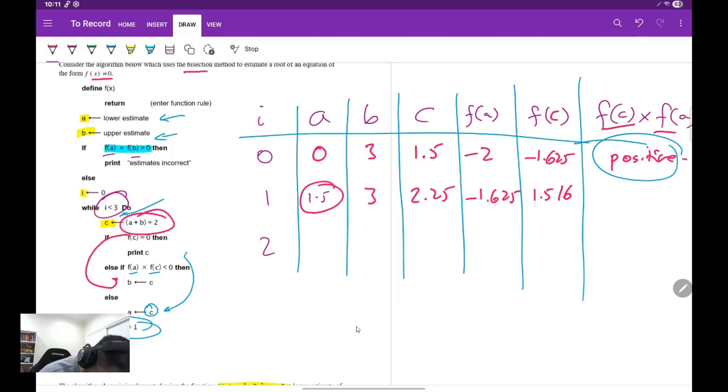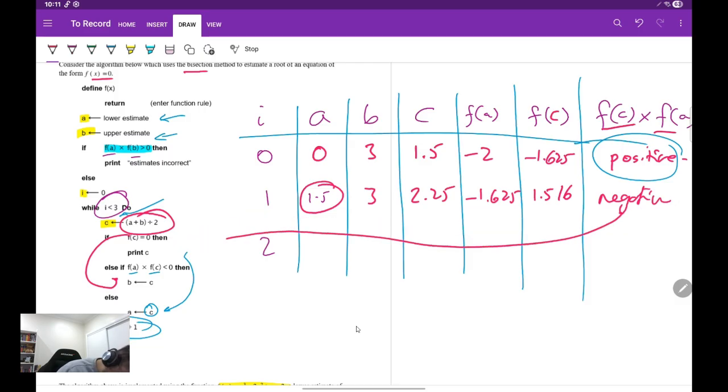So going back to this, when we multiply these two numbers together, we get a negative number. So since we get a negative number, let's go back to what this means for the next line. It says if x is negative, let b be the new c value. So let's c replace the b value. And so that becomes 2.25, and that becomes 1.5.